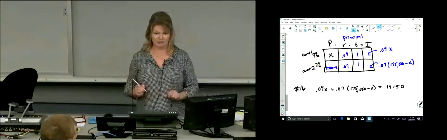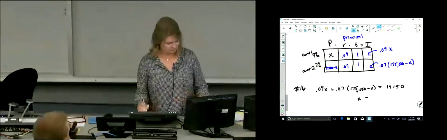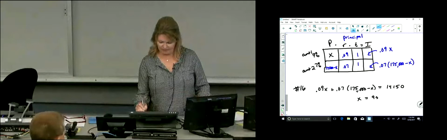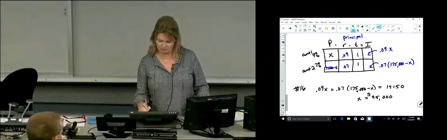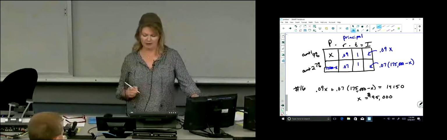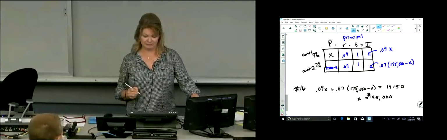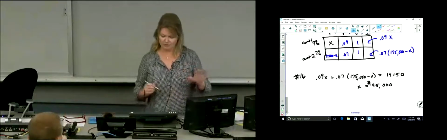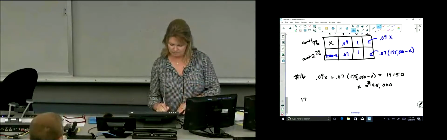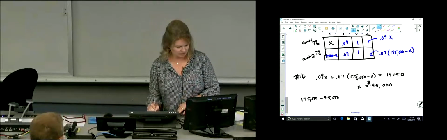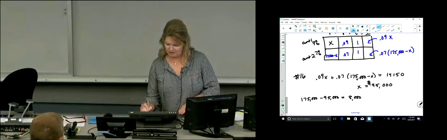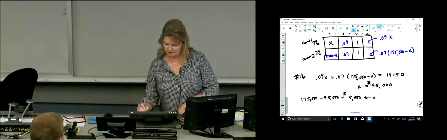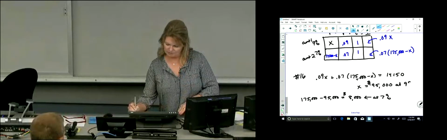And then you would just solve that problem for X. And you would get $95,000. So they would put $95,000 in at 9%. And then you just subtract that from 175,000. And you would get 80,000, and so they would put $80,000 at 7%, and this was at 9%.